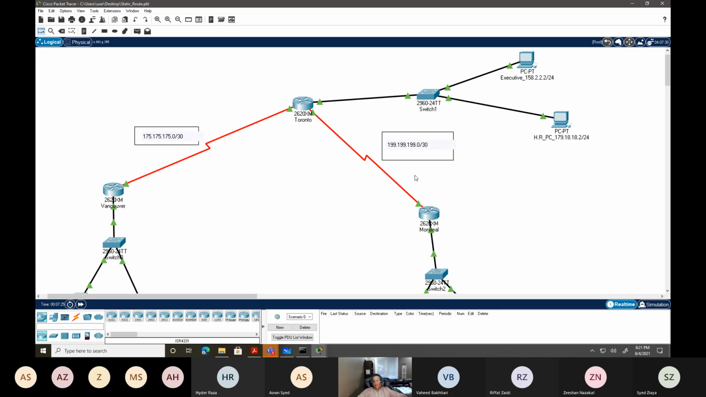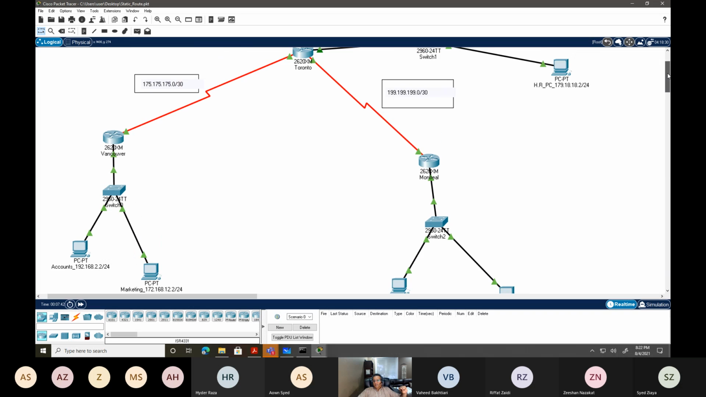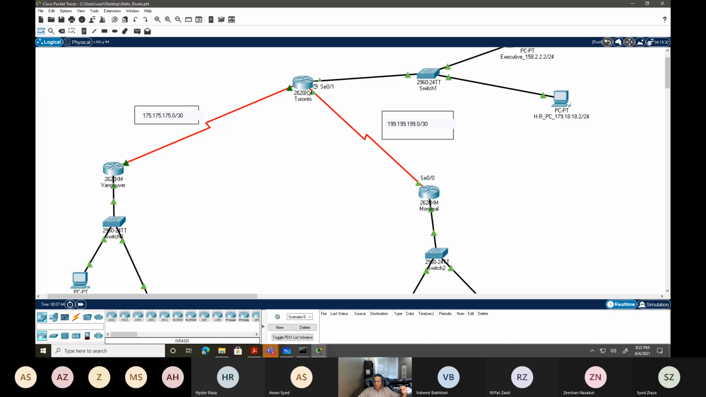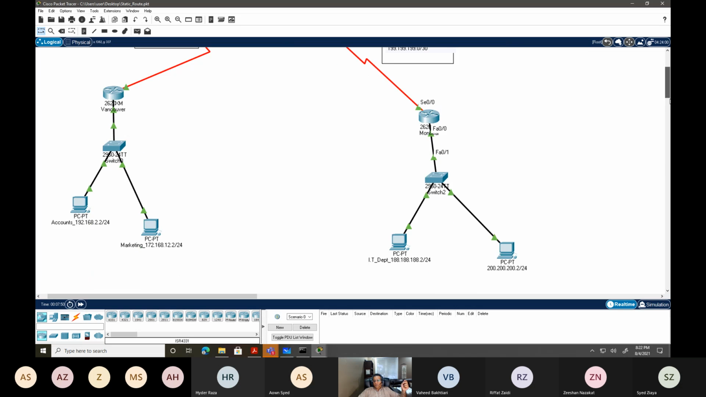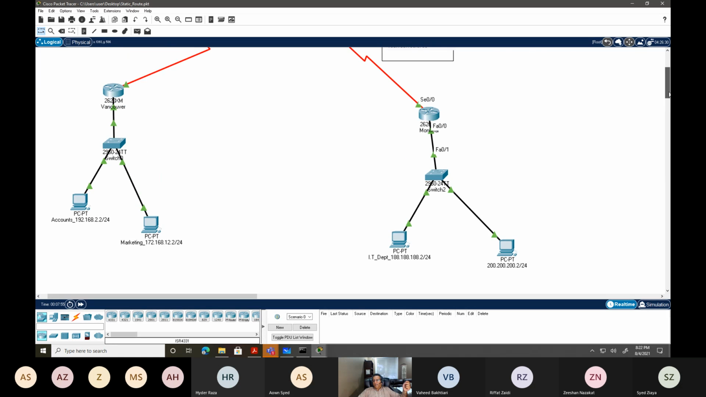Exactly. If I have a default route pointing to this puppy right here in Montreal, and the executive wants to go to Montreal, fine, because of the default route 0.0.0.0 he's going to go to Montreal. But if this executive decides to go to accounts, which is 192.168.2.2, then what would happen? Because of the 0.0.0.0 route, he's going to be sending everything to Montreal. He says, I don't know what the heck 192.168.2.2 is, it's not here, and he's going to simply drop the packet.